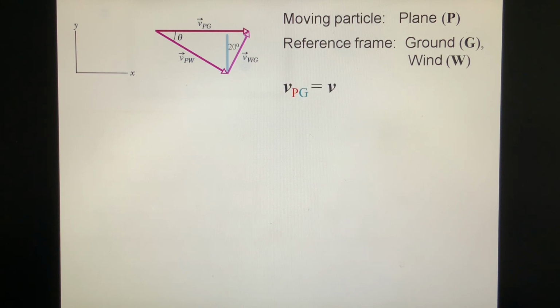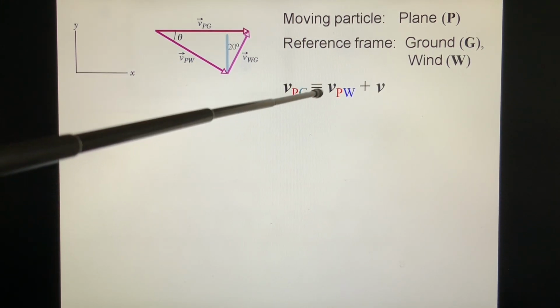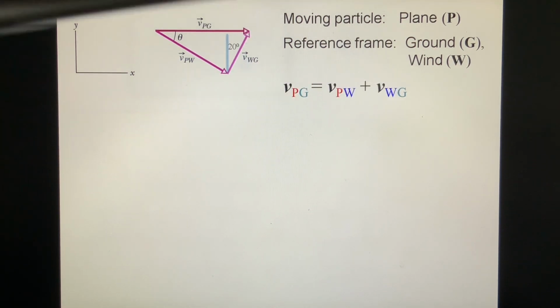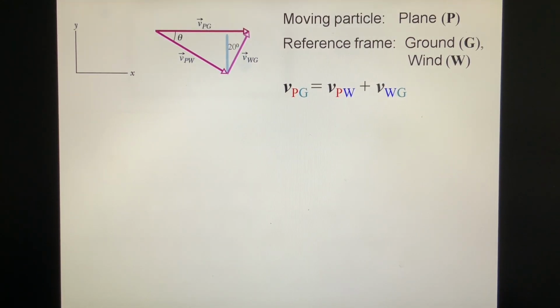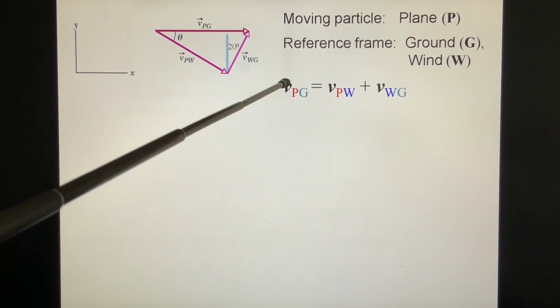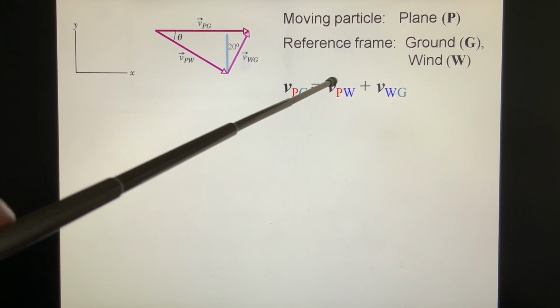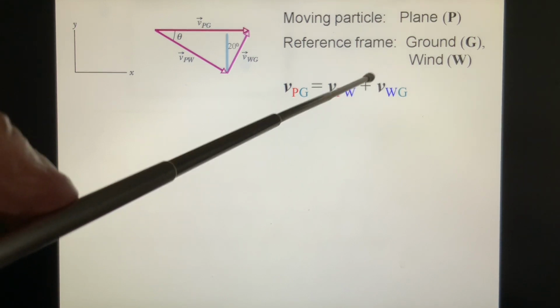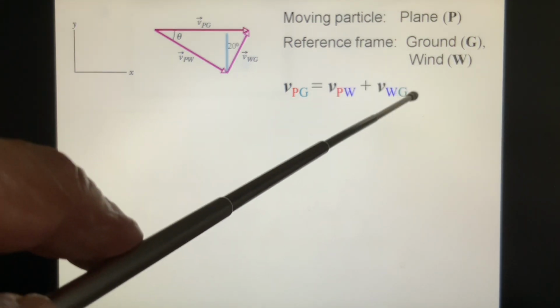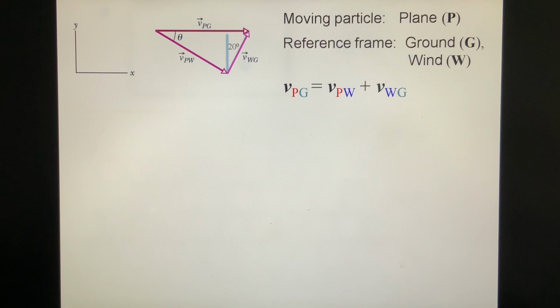Now, same thing as before, we split the PG into two and put the wind inside. So what is happening is that the velocity of the plane relative to the ground equals the velocity of the plane relative to the wind plus the velocity of the wind relative to the ground. This is the vector equation. It has two components.